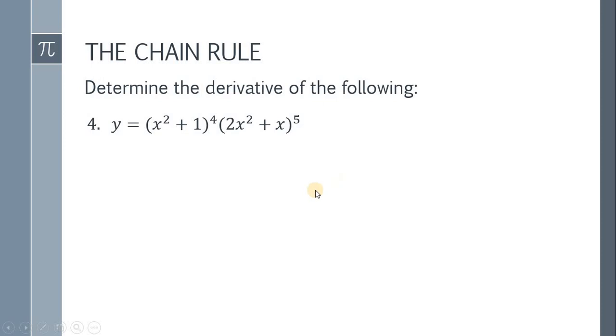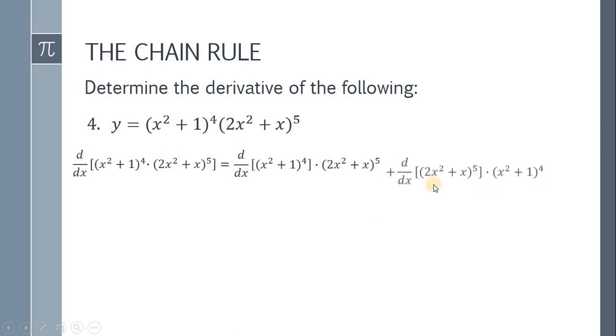So by the way, i-apply na natin. So we have the derivative of (x squared plus 1) raised to 4 times (2x squared plus x) raised to 5. So we have the derivative of the first times the second plus the derivative of the second times the first. So we have the derivative of (x squared plus 1) raised to 4 times (2x squared plus x) raised to 5 plus the derivative of (2x squared plus x) raised to 5 times (x squared plus 1) raised to 4. Simplify natin, gamitan natin ng general power rule.